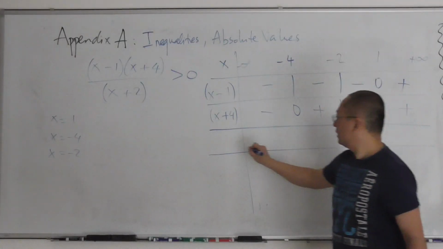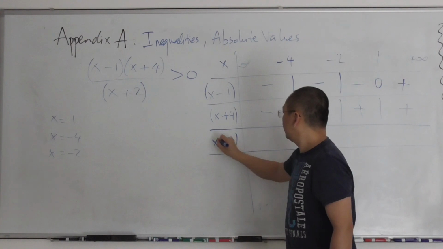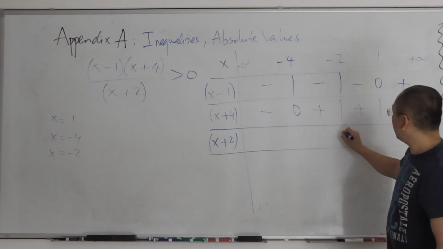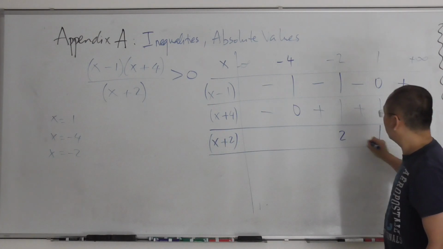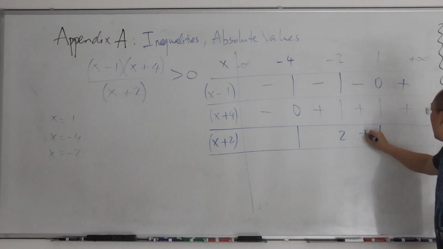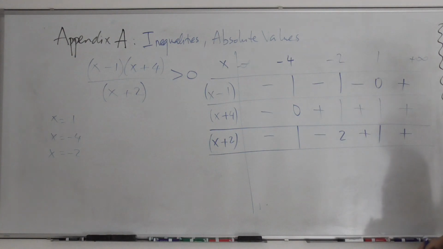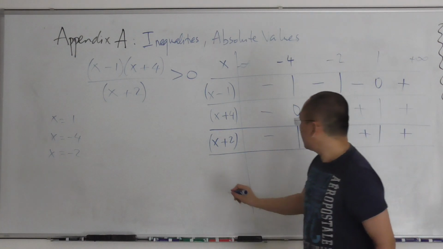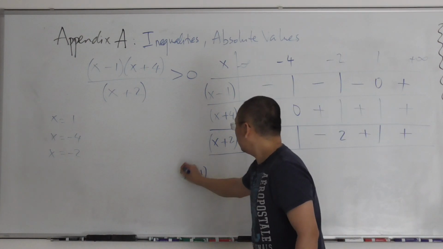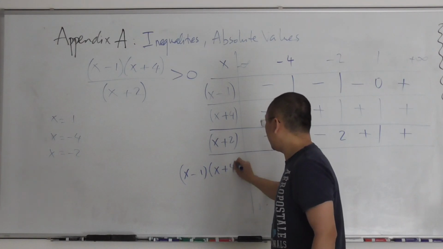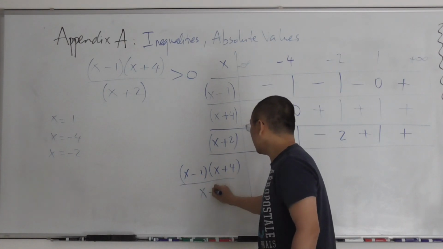And then x plus 2. The 0 here is at negative 2. Okay. Bigger than negative 2, positive. Smaller than negative 2, negative. Now what we're doing to get to the answer, we take what? X minus 1 times x plus 4, and then everything divided by x plus 2. Alright?